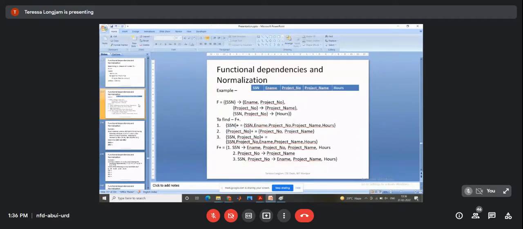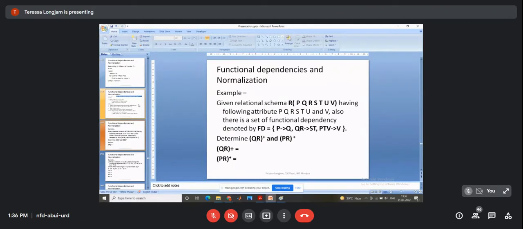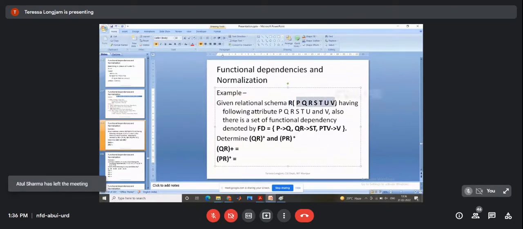Now let us see a few more examples. Here you can see a relational schema is given. R is the name of the relation, and P, Q, R, S, T, U, V are the names of the attributes. Also, there is a set of functional dependencies denoted by FD. So we have 3 functional dependencies in FD.